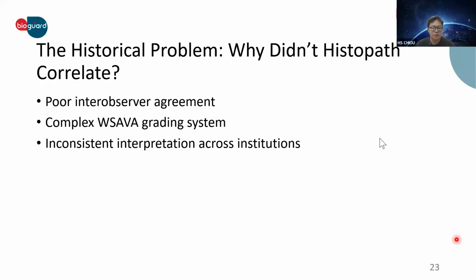So the question becomes, is histopath truly poorly correlated with clinical disease, or is the grading system the problem? The study proposed something important. Maybe we need to simplify the scoring system, focusing only on parameters with better agreement between pathologists. That was a critical conceptual shift. The issue may not have been that histopath was meaningless, but that our grading lacked consistency.